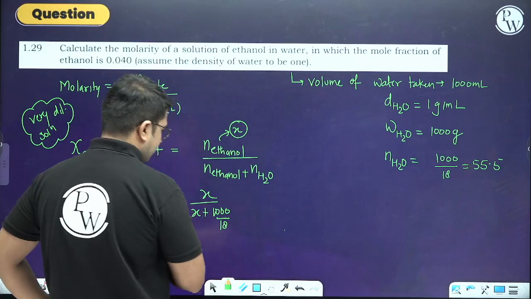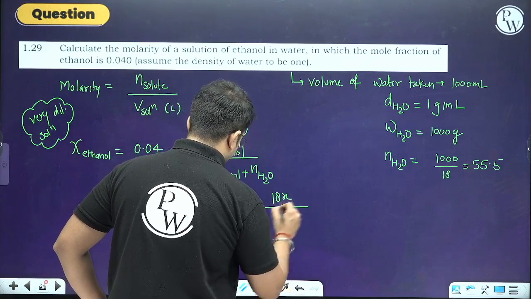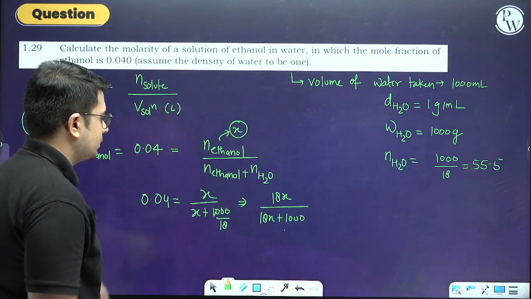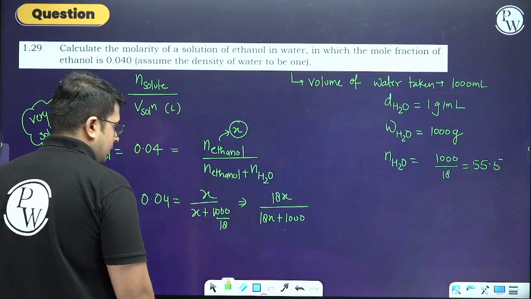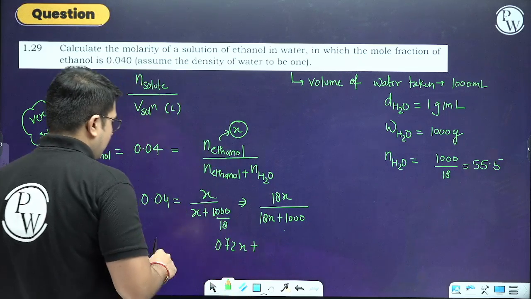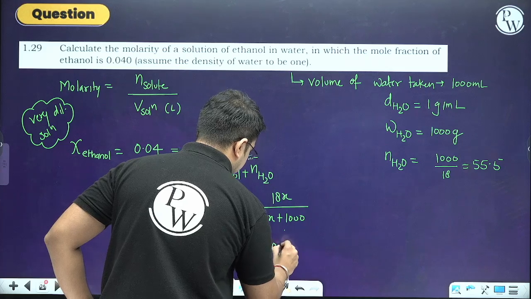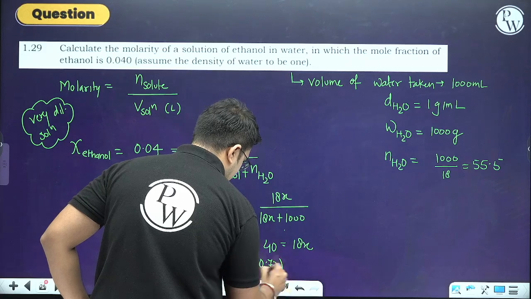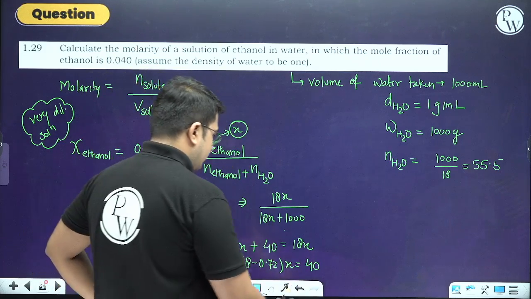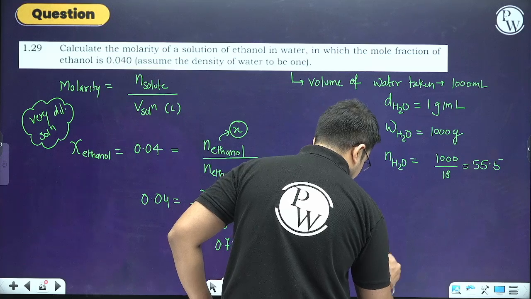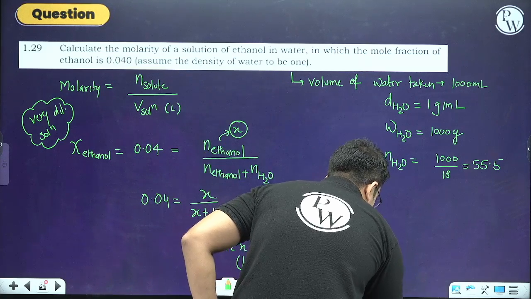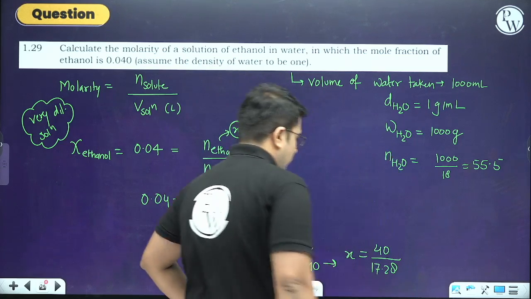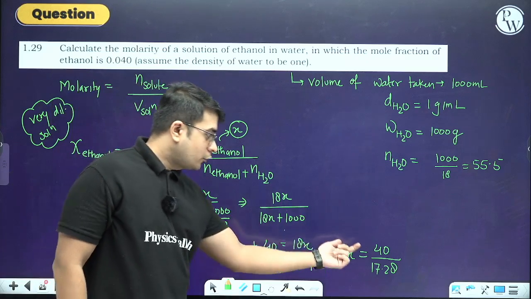So that will be equal to 18x upon 18x plus 1000. From that I can say that 0.72x plus 40 will be equal to 18x. So 18 minus 0.72x will be equal to 40. From that, x will be equal to 40 divided by 17.28. So the number of moles of ethanol is 40 divided by 17.28.